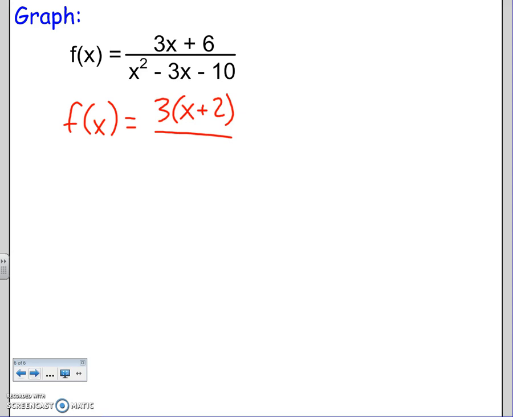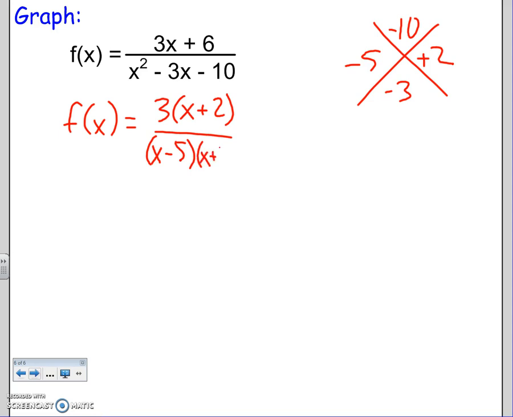On bottom, there's 3 terms. No GCF, so x method. I think it's the same as the last one. Negative 10 on top, negative 3 on bottom, 5, 2, negative, positive. A doesn't do anything because it's 1, so I don't need to show the division. X minus 5, x plus 2. All right, restrictions. X cannot be positive 5 or negative 2.